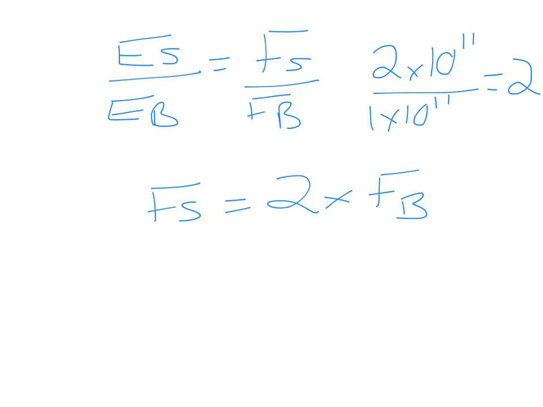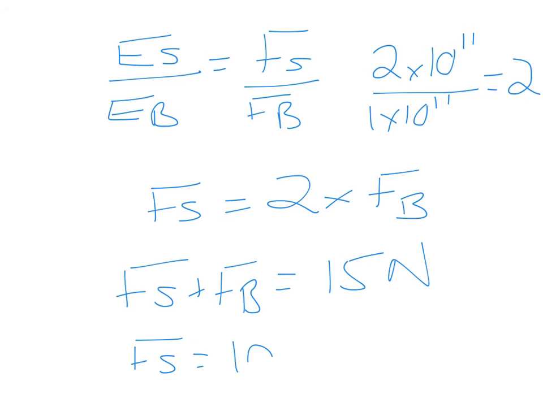Now, if you do a bit of simple static analysis on these forces, if we have 15 newtons pulling downwards in total, we must have a total of 15 newtons pulling upwards. So the force in the steel plus the force in the brass must also be equal to 15 newtons. So now we're looking for two numbers which add up to 15, and one of them is twice that of the other. So the force in the steel is obviously going to be 10 newtons, and the force in the brass is obviously going to be 5 newtons. Pretty straightforward, I would suggest.